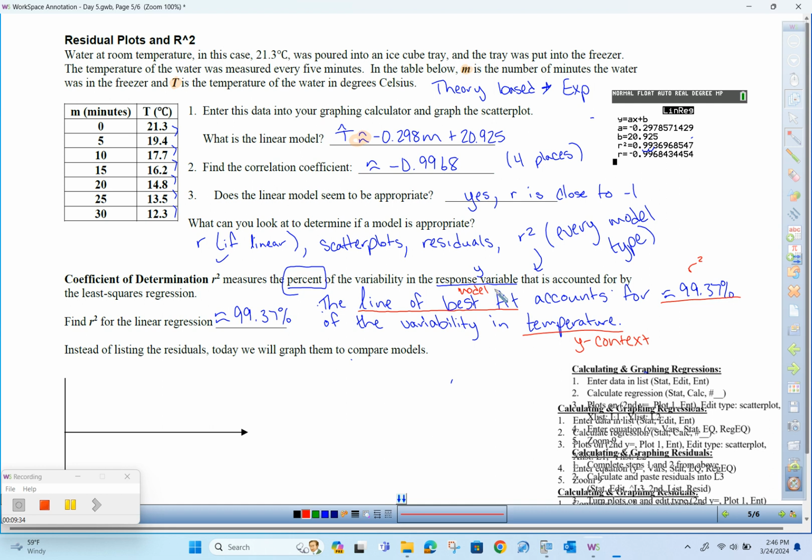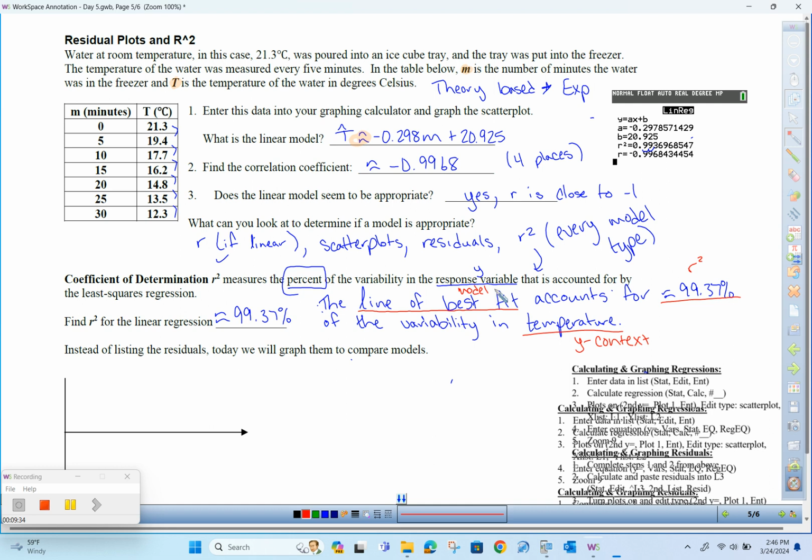Okay. Another thing we're going to do is look at the residuals, but instead of listing them, we're going to graph them to compare them, because when we're dealing with a small set, it's really easy to look at the list in our calculator, figure out their relative size, and if they're relatively alternating. However, our data set is not always small, and it's not always in order. And so to account for that, we're going to graph instead.